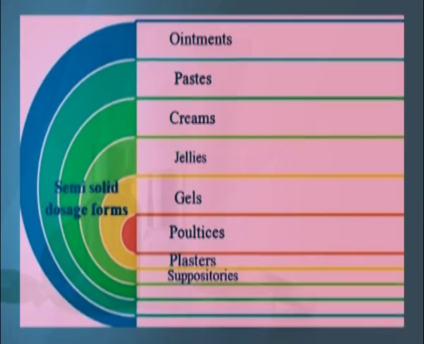Now come to types of semi-solid dosage forms. You can see there are ointments, pastes, creams, jellies, gels, poultices, plasters and suppositories. Let's start discussing one by one.